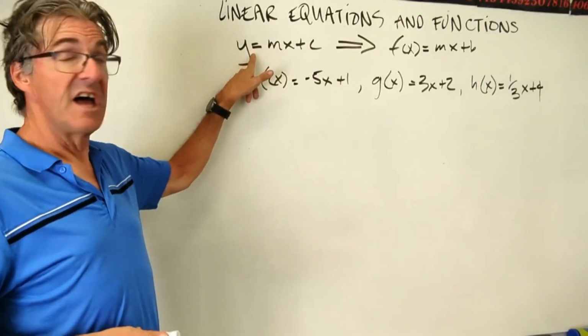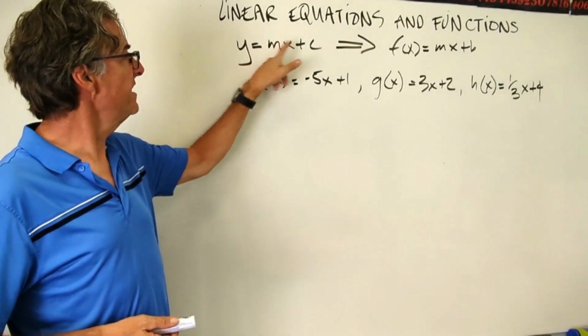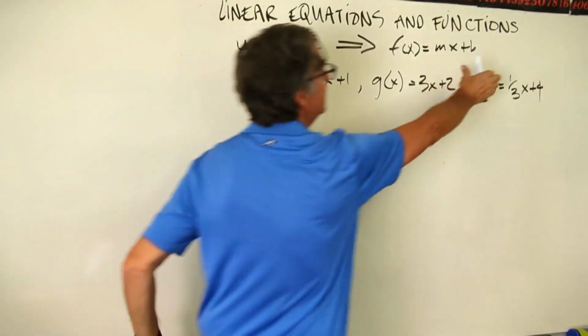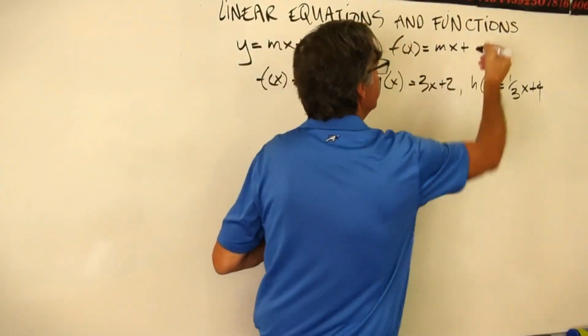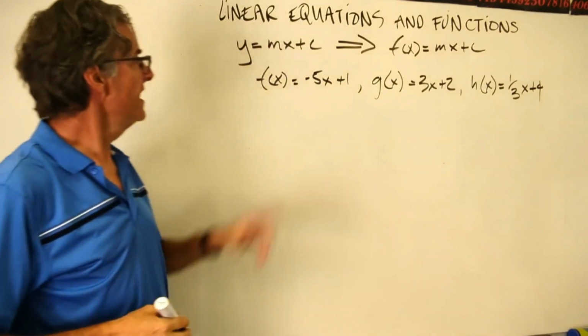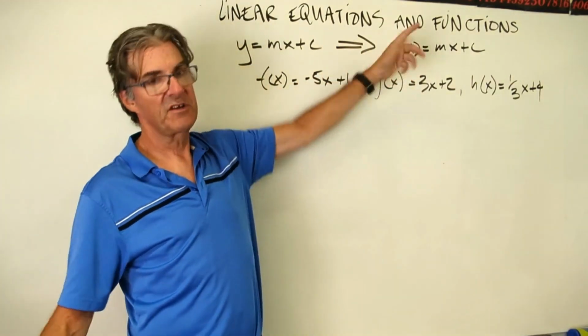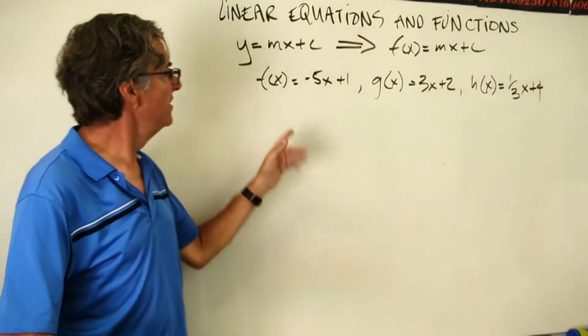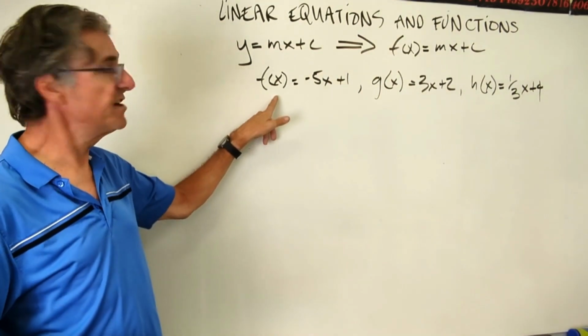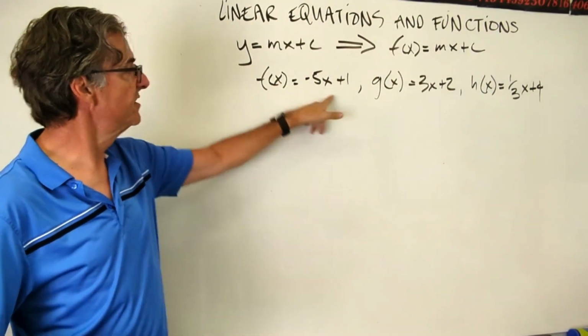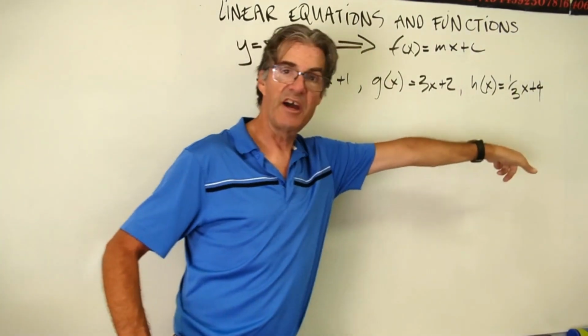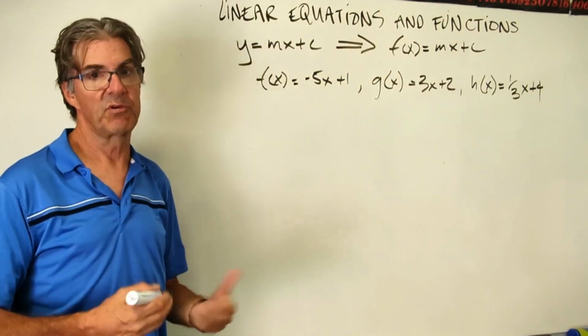So this is a linear equation in gradient intercept format. Let me fix my C there. And it can be written in function notation. In fact, we have been doing this already. So let's get started with three different functions, f of x, g of x, and h of x, and we're going to do some problems.